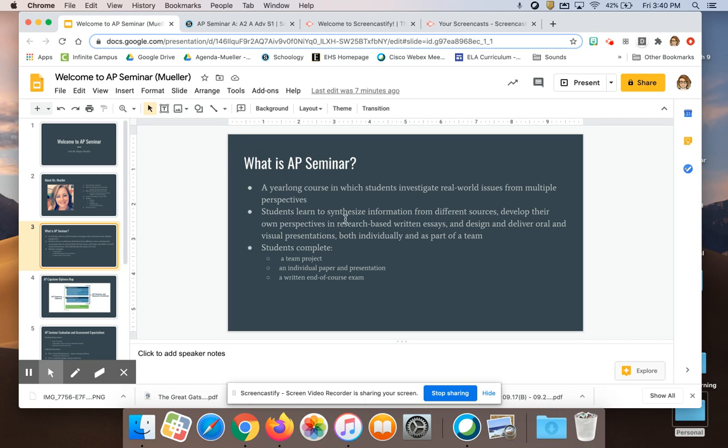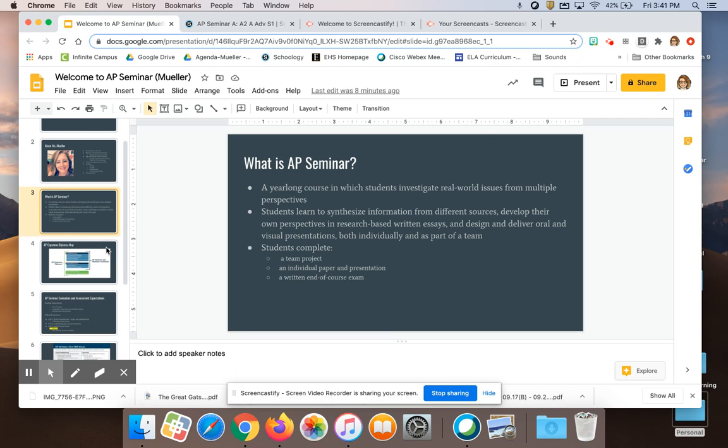They learn to synthesize information from different sources, develop their own perspectives in a written essay, and design and present a visual presentation, both individually and as part of a team. They complete several different components. I'm going to talk about these here in just a second. A team project, an individual paper and presentation, and then a written end of course exam. There's a lot of components.